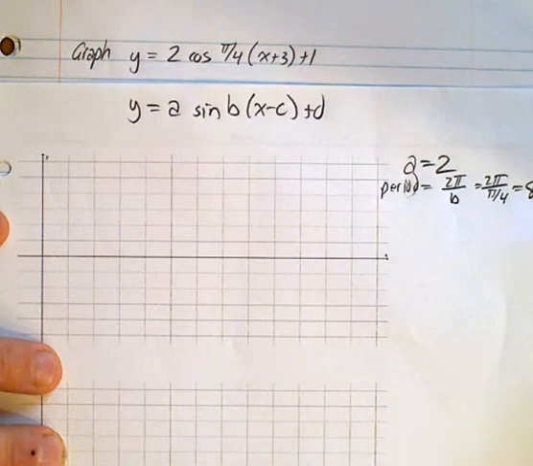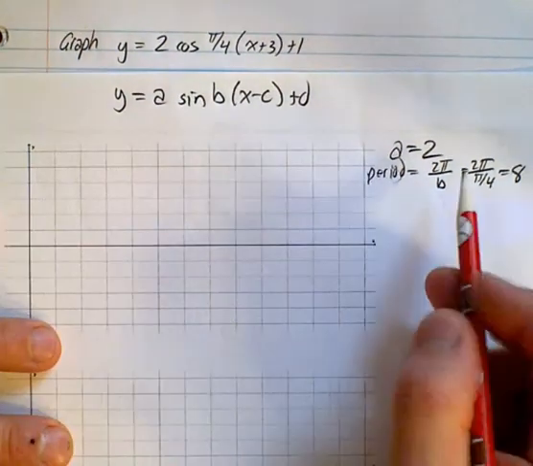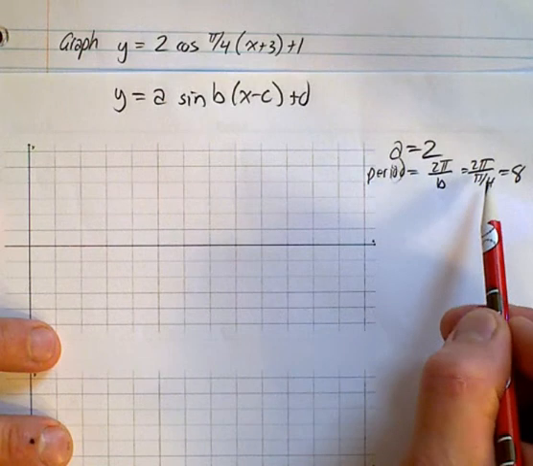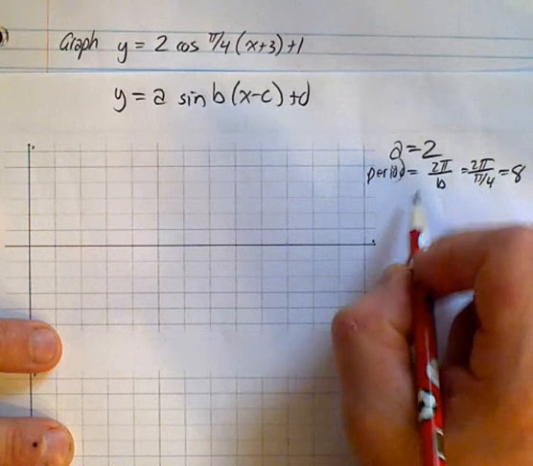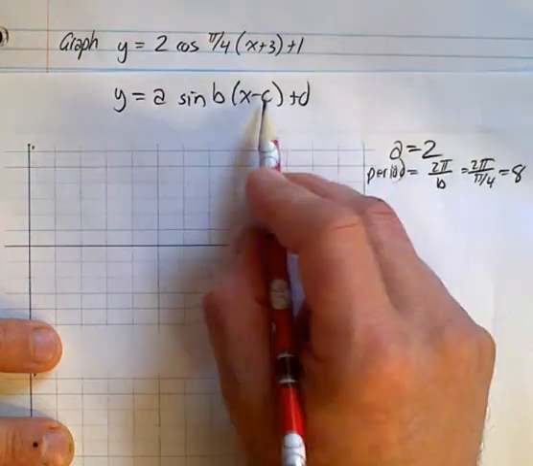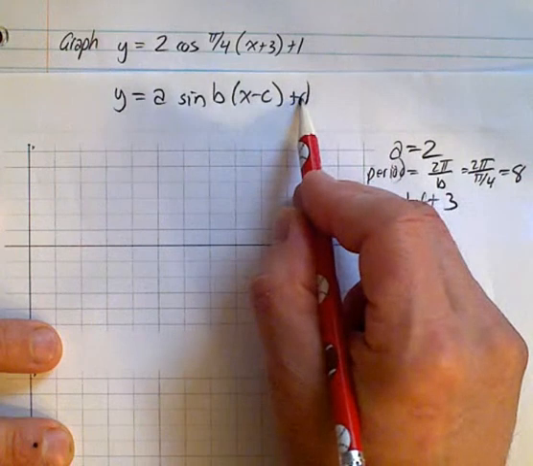I don't care how you figure that out, just figure it out. Dividing by a fraction, so flipping time: 2 pi times 4 over pi. Pi is canceled, 2 times 4 is 8. So that's your period. Now you have your phase shift of c, so it goes left 3, and this is your vertical displacement, so it goes up 1.